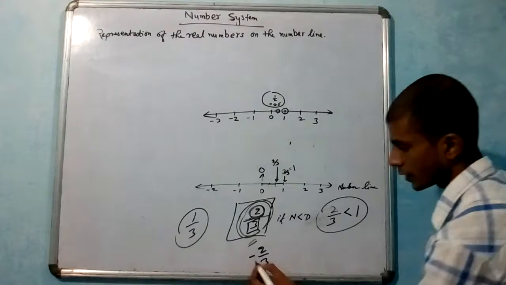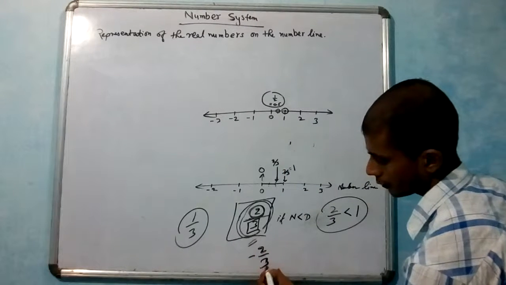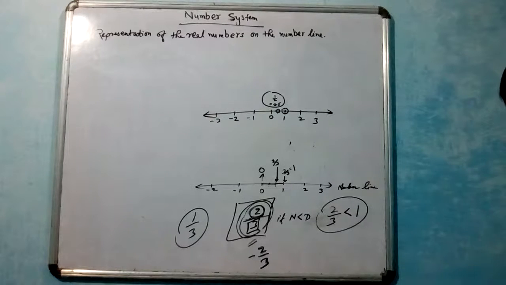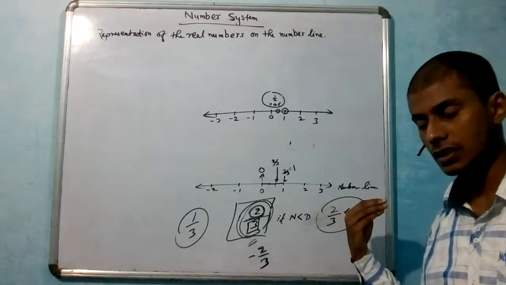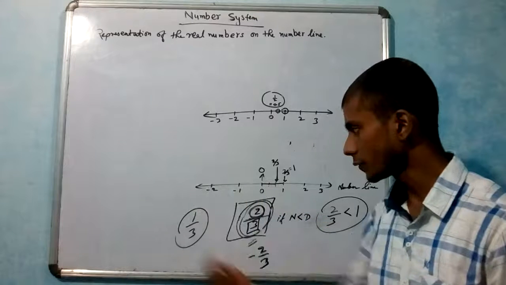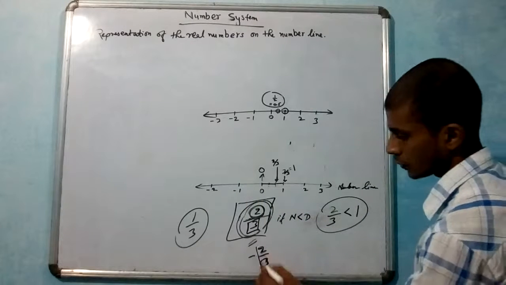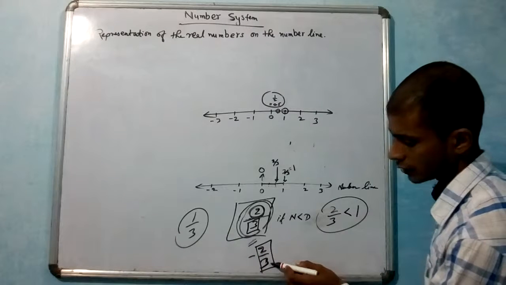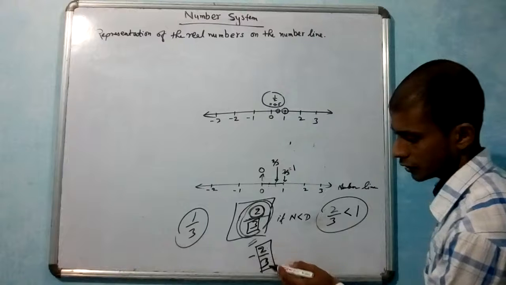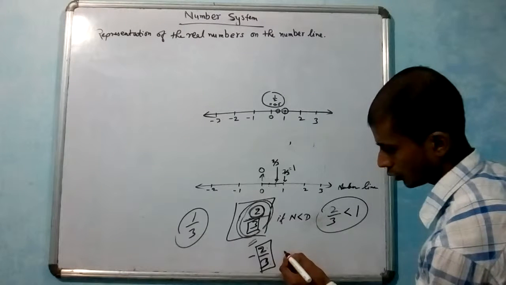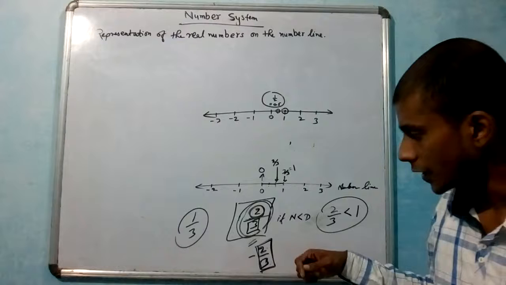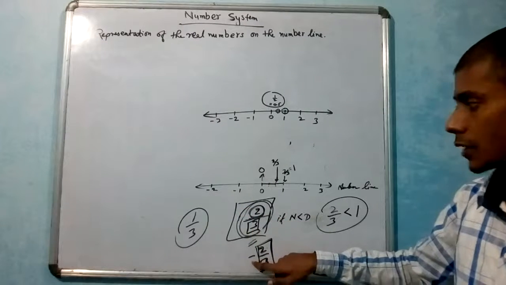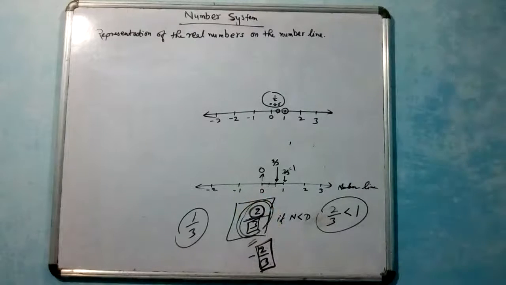Now come to the negative value, minus 2 by 3. We have the number minus 2 by 3. Since it is minus, it is going to lie towards the left of the 0. It will not be on the right hand side, isn't it? It will be towards the left of the 0. And again we can see the numerator is smaller than the denominator, so again it is going to lie between 0 and 1, but which side? Towards the left of the 0, because there is a negative sign. So it is going to lie between 0 and minus 1.